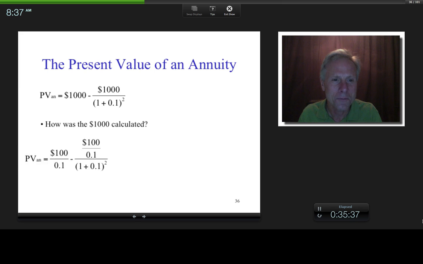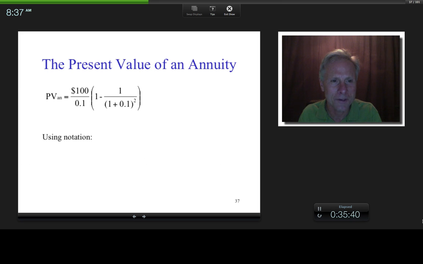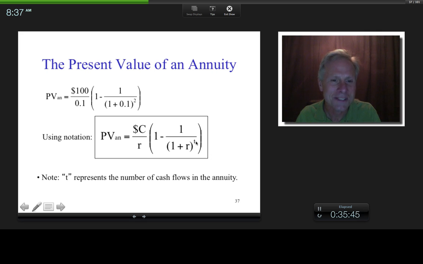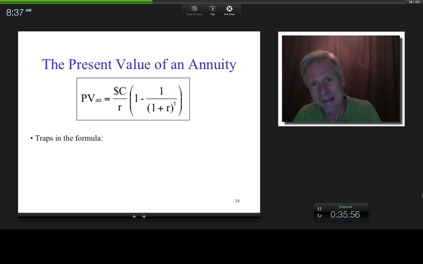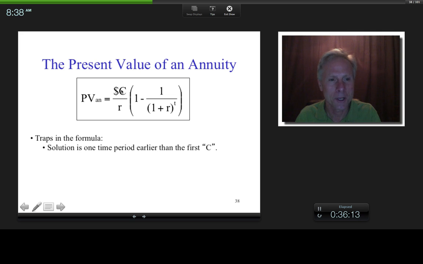Okay, so basically, let me fast forward here. This T right here represents the number of cash flows in the annuity. So we've achieved our goal of calculating the present value of the annuity. Again, a couple of traps, maybe at this point, because hopefully you're understanding this. These don't seem like traps, but first of all, the solution here is 1 time period earlier than the first C. It's 1 period earlier, right?